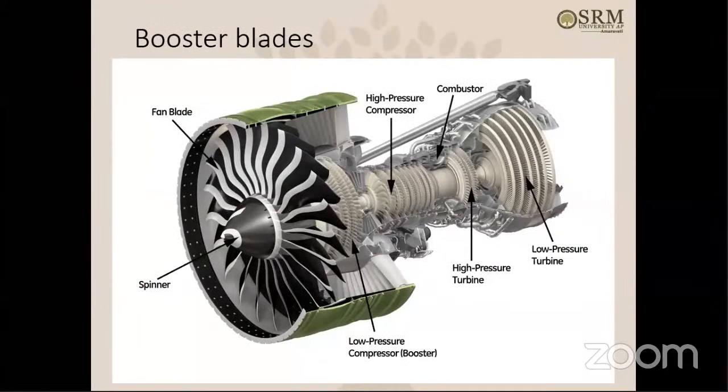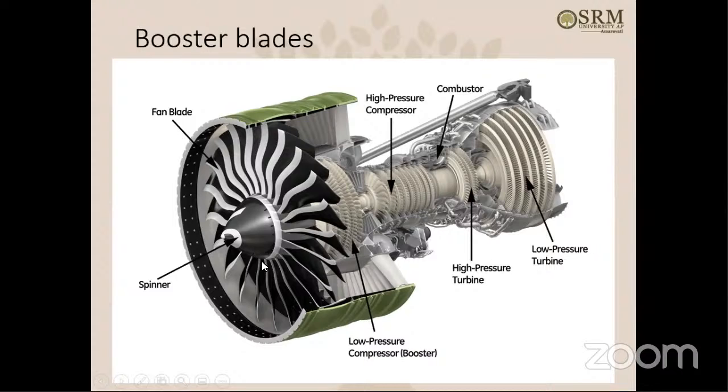Aircraft engine. As you can see, these are the different parts of the aircraft engine. I think you must be very well aware of all the parts. If you look at the front side of the engine, this is where the fan blades are. These fan blades are made of composite, and the rest of the engine is all made of titanium alloys or different metal alloys.